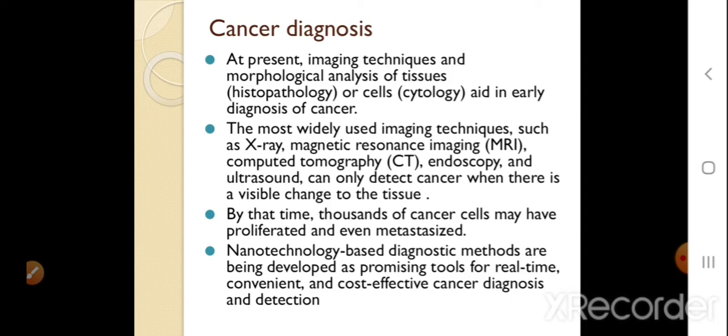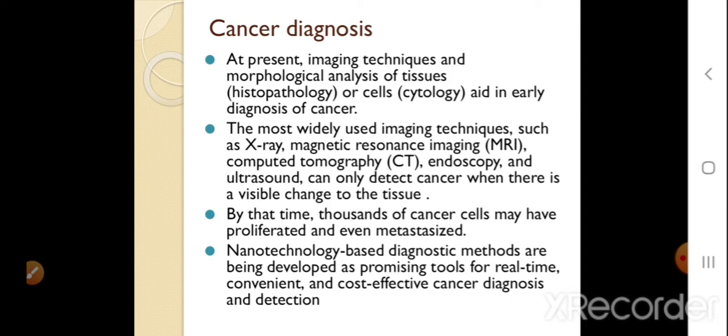For cancer diagnosis, at present we are using imaging techniques and the morphological analysis of the tissues, that is histopathology, which allow us to diagnose the cancer. The most widely used imaging techniques are MRI, computed tomography, endoscopy, and ultrasound. But these conventional methods of cancer diagnosis suffer from a major setback. They are not able to diagnose the cancer at a very early stage. By the time we diagnose, thousands of cancer cells may have proliferated and even metastasized.